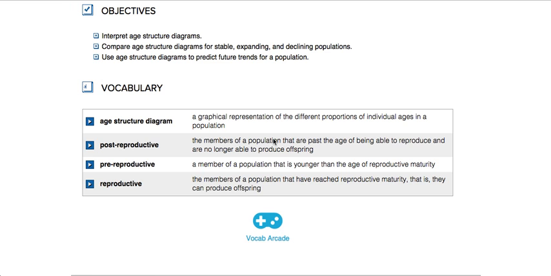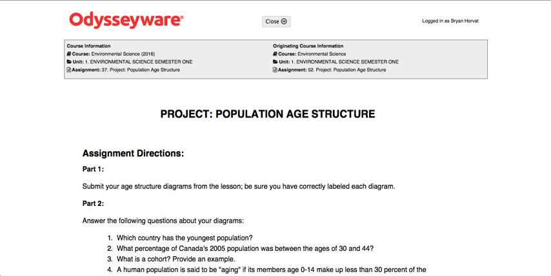So let's now take a few minutes and talk about the project itself. What are the directions and what am I looking for in the project? First of all, it says to submit your age structure diagrams from the lesson, and be sure that you've correctly labeled each diagram. If you go back into the lesson, the lesson actually talks about where you can find that information.